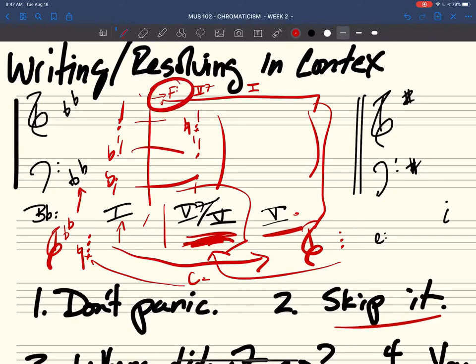And in the key of F major, right? Think of that key signature. There is no E flat. There's an E natural. Does that make sense? Okay, hopefully that's making sense.